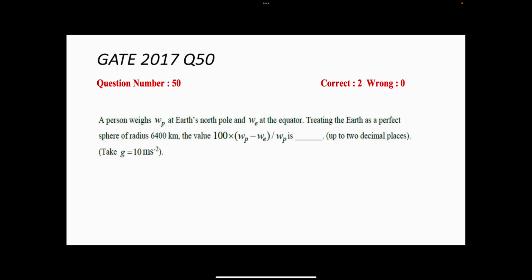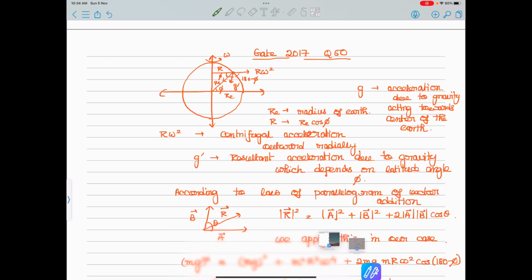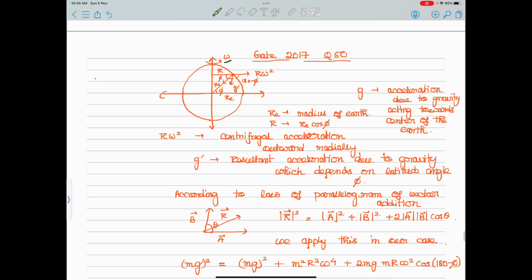So let's see what the situation is. The situation looks like this: this is the Earth which is rotating with angular velocity omega. I will draw it here again. Suppose this is the curvature which we are talking about, and this is the axis of omega. So the Earth is rotating like this.